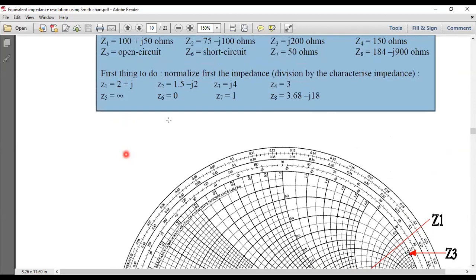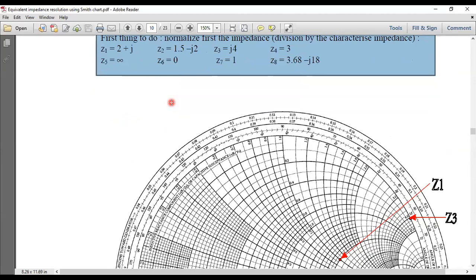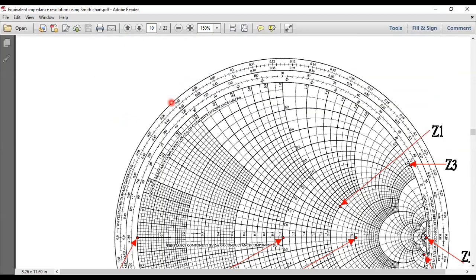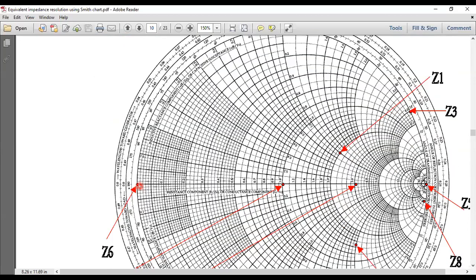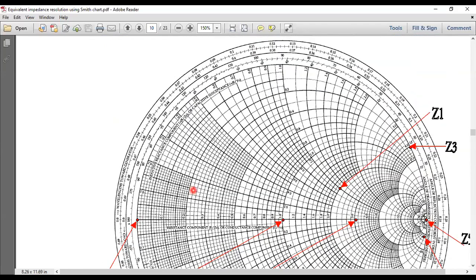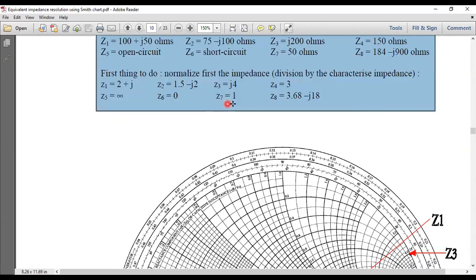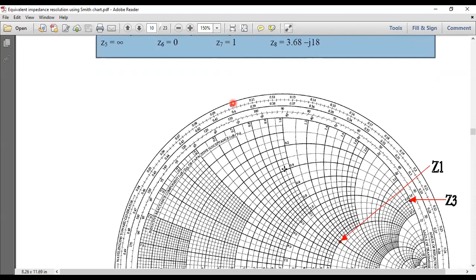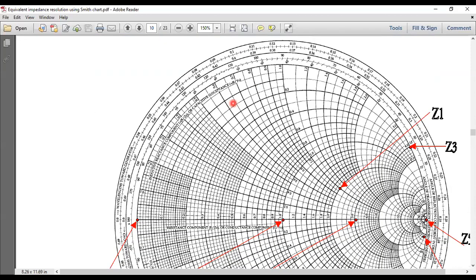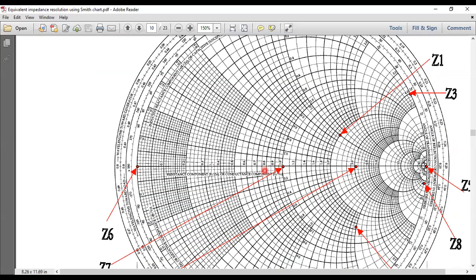Then I'll go for the Z6. Z6 is 0. 0 is on the right side. So here it is 0. It is on the right side. So this is Z6. It is 0. Next one is Z7. Z7 is what? 1. Where is 1? Initially we have taken 1 plus 0 or minus 0, whatever it is. So this is your Z7.